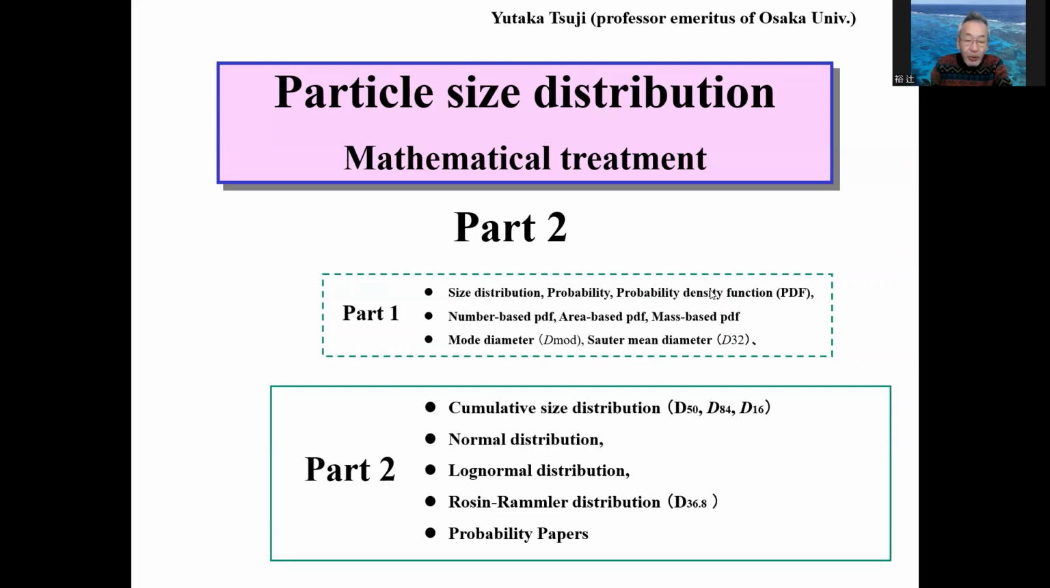Part 2 begins with the cumulative size distribution. Then I will explain size distribution functions such as the normal distribution, log normal distribution, and Rosin-Rammler distribution and their probability papers. I explain various particle sizes such as D50, D84, D60, and D36.8.